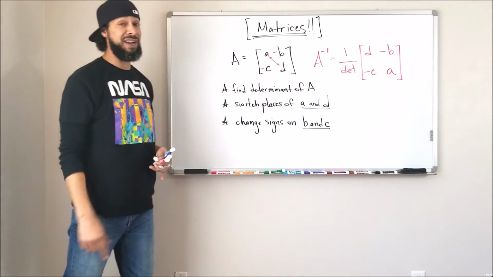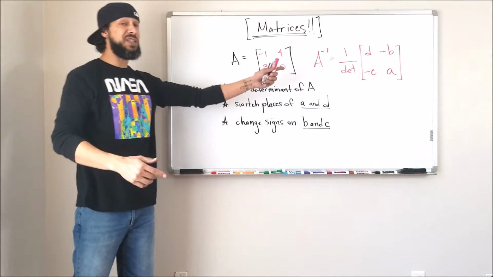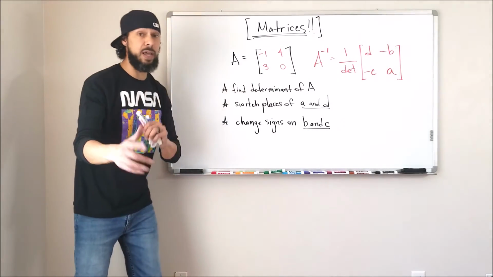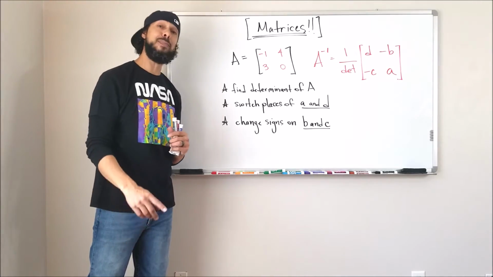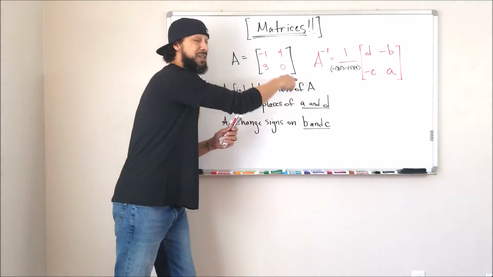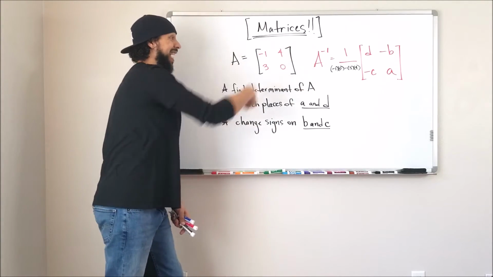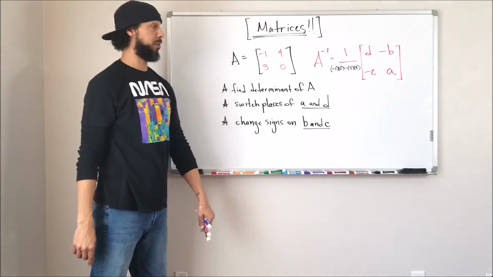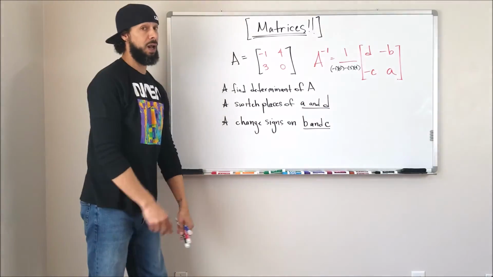It'll look better with an example, so let's do an example. Here's a matrix A. Let's see if we can find the inverse. First thing we have to do is find the determinant. Remember how to find the determinant? Diagonal 1, negative 1 times 0, minus diagonal 2, 3 times 4. What is negative 1 times 0 minus 3 times 4?